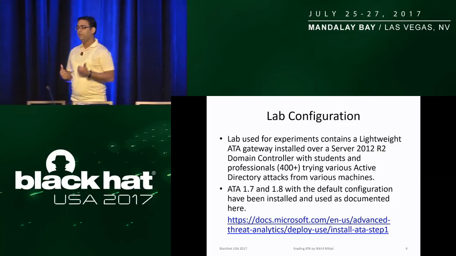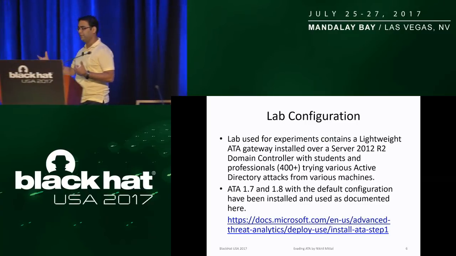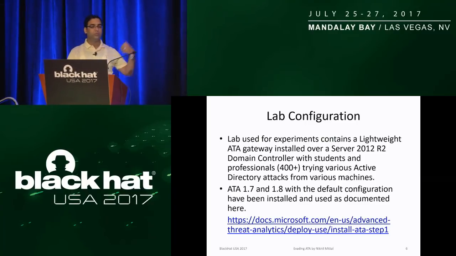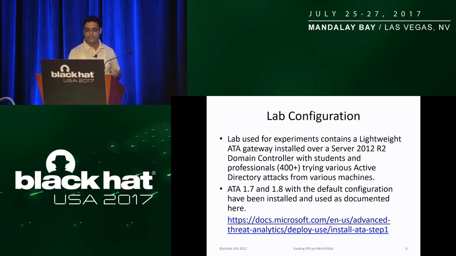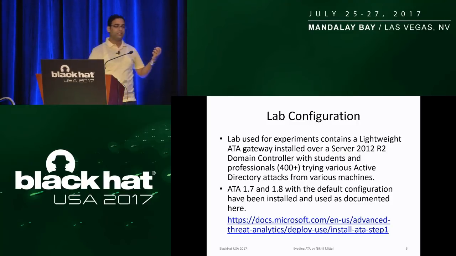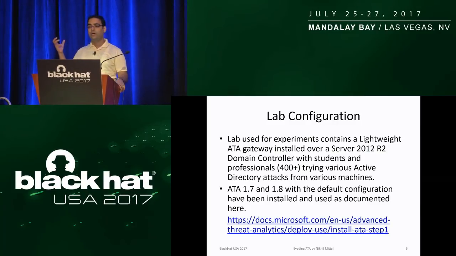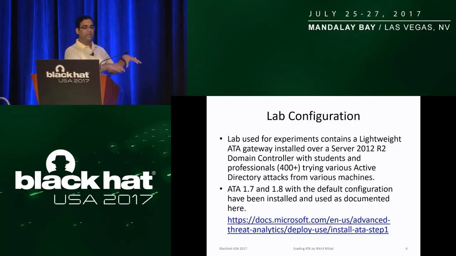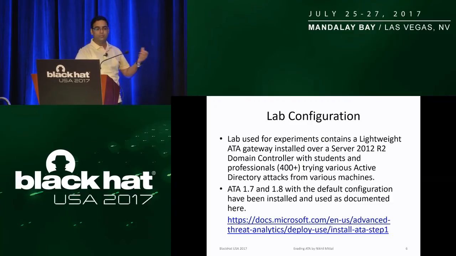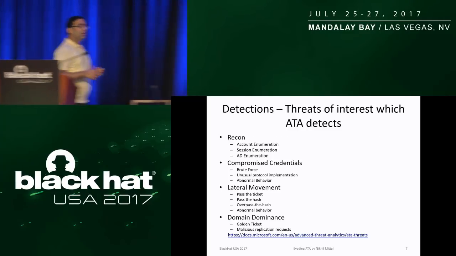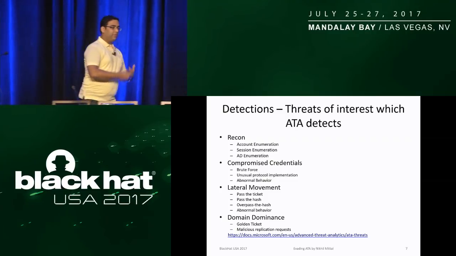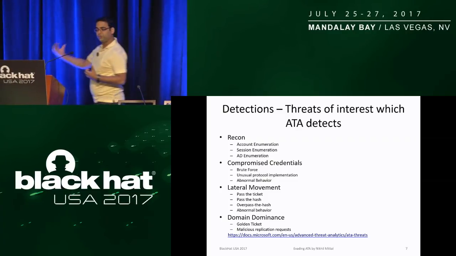So one thing I can guarantee you is that the bypasses which we have a look at here have been thoroughly tested. There are two ways of implementation of ATA. I'm using a lightweight gateway, that is, the sensor is living on the domain controller. It's not a separate box. So that doesn't make any difference to the detection as far as I know, but I just wanted to let that out. So the threats of interest which ATA detects, it detects so many things.